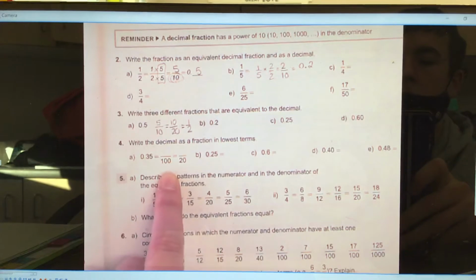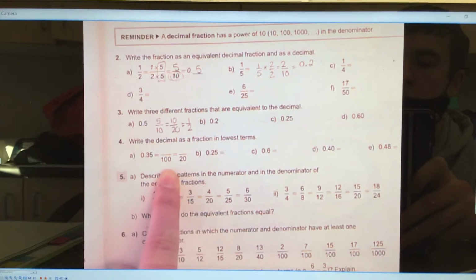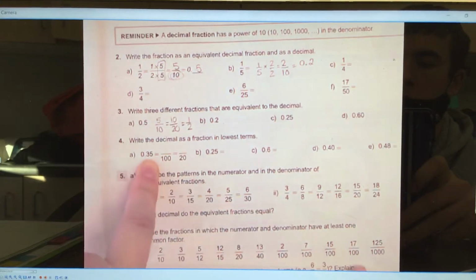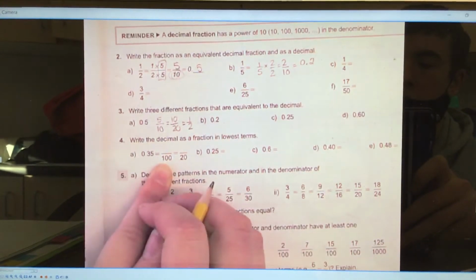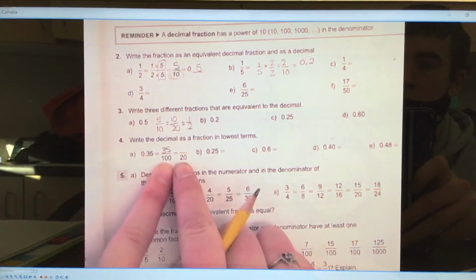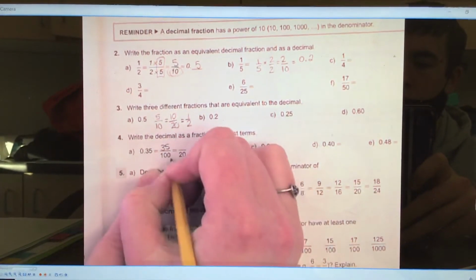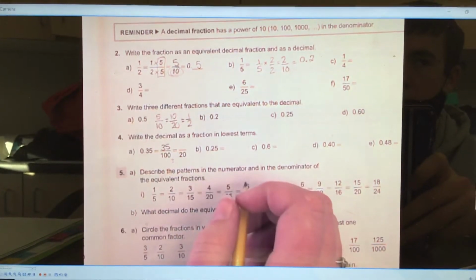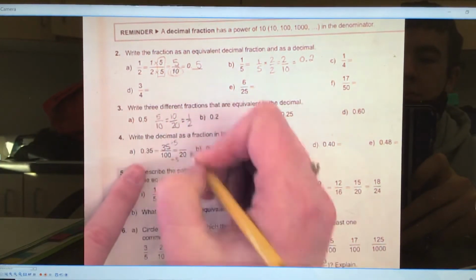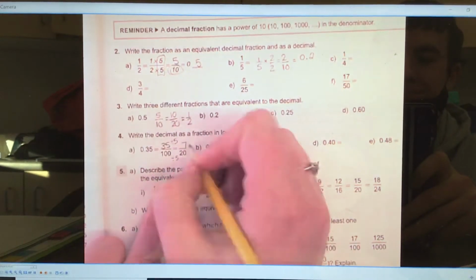Okay. Question 4. Write the decimal fraction as a fraction in lowest terms. So, this is Allison. 0.35. What is that out of 100? 35. And now they've gone from 100 to 20. What did they divide by to get from 100 to 20? 20, 40, 60, 80, 5. So they divided it by 5, which means we need to do the same thing to the top, right? So 35 divided by 5 is 7. So it equals 7 out of 20.